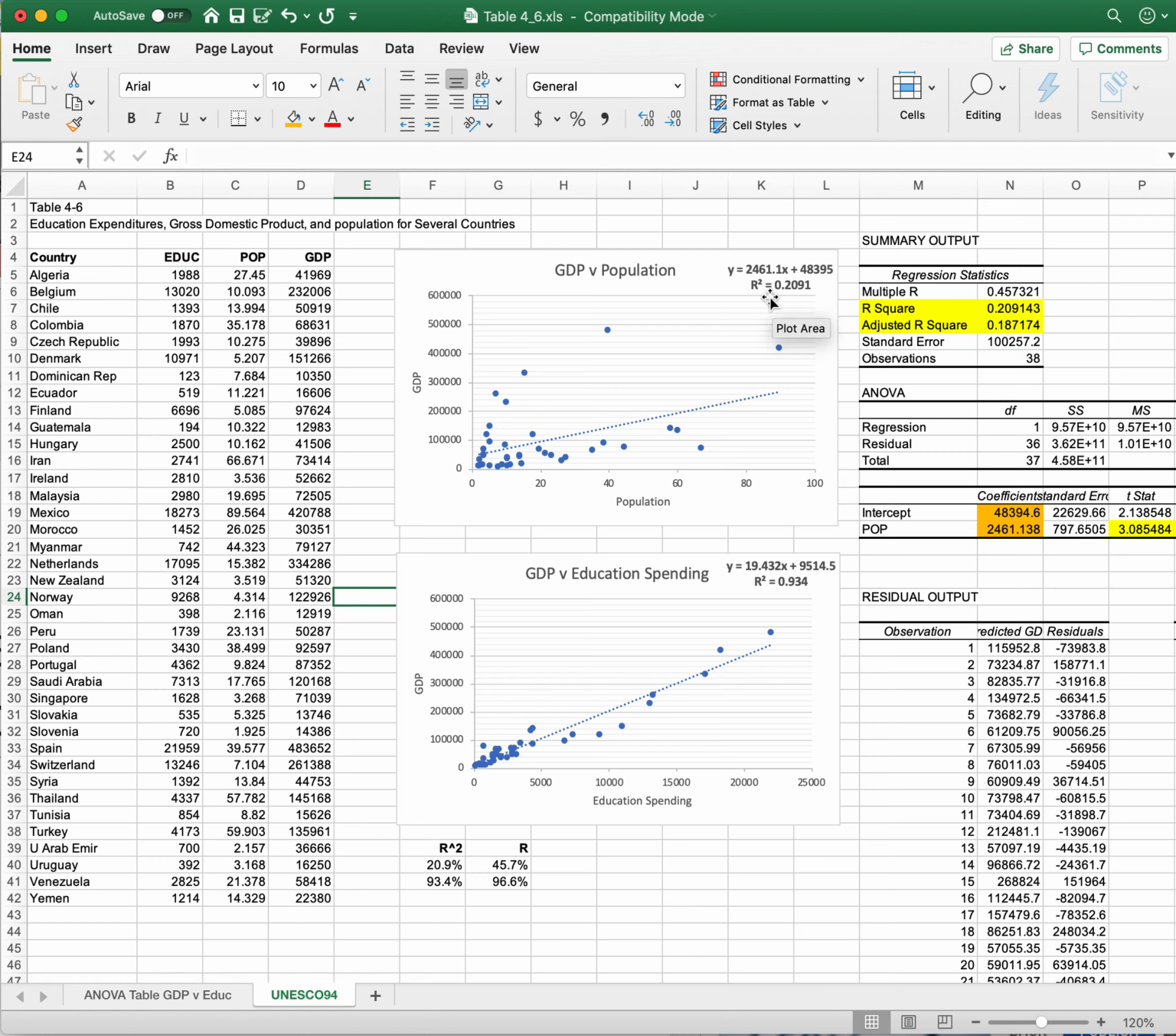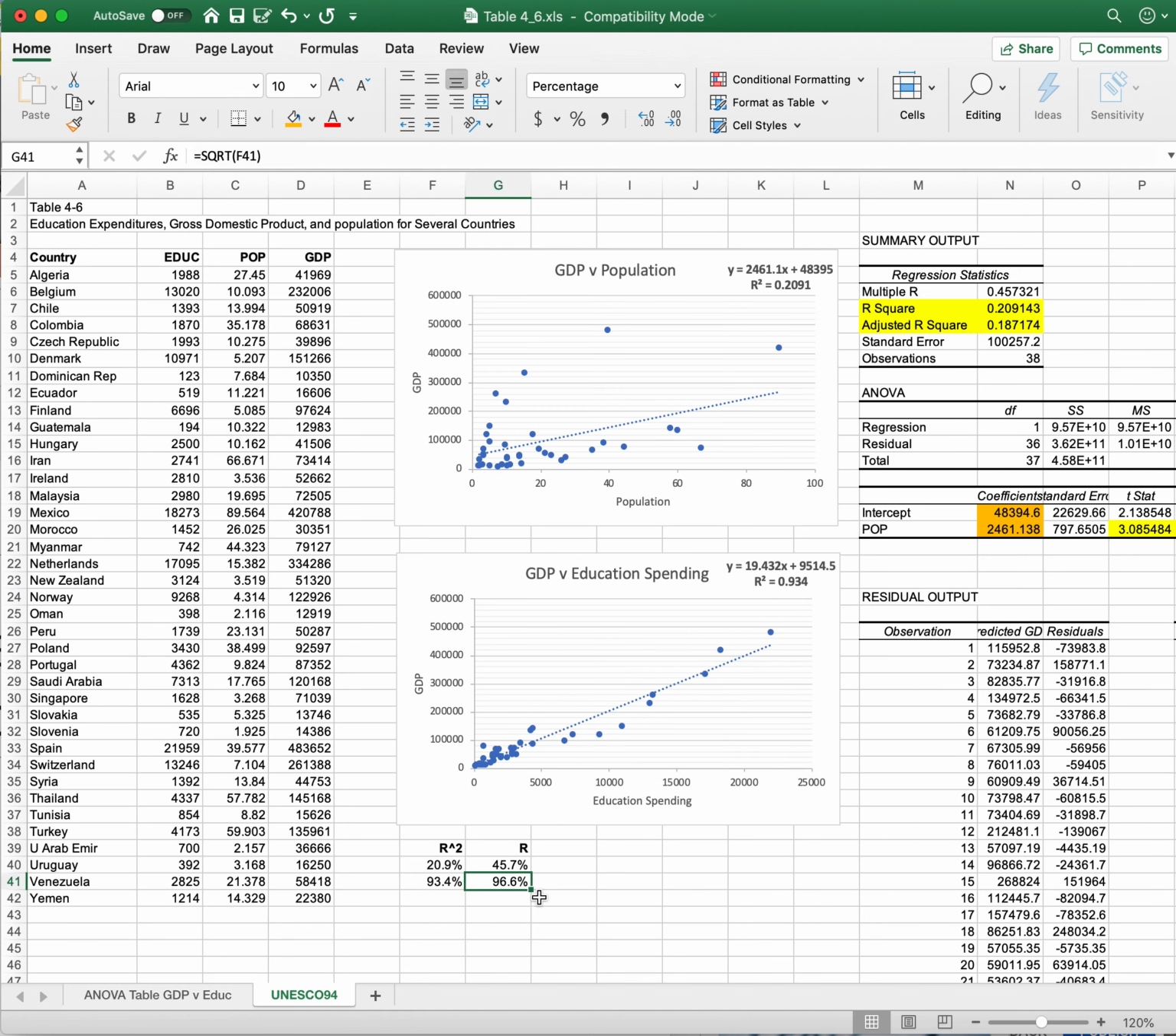So these methods here are this number, 2461 times population plus this intercept will be what we use to represent GDP. And this one here is 19.432 times education plus 9514.5 to estimate GDP. We see the second model is better because the R squared is higher. It looks like it fits better.